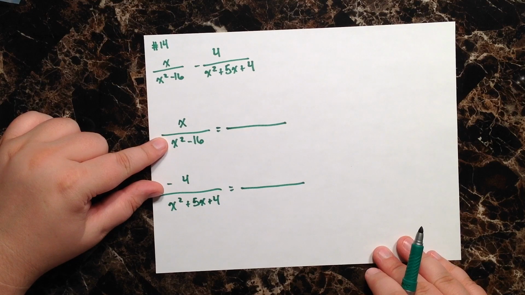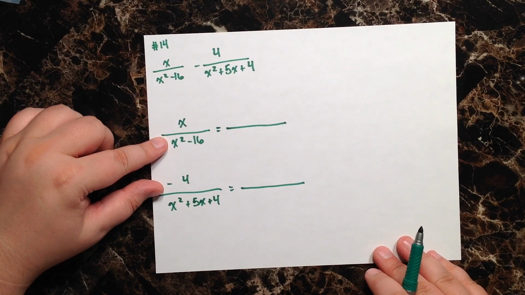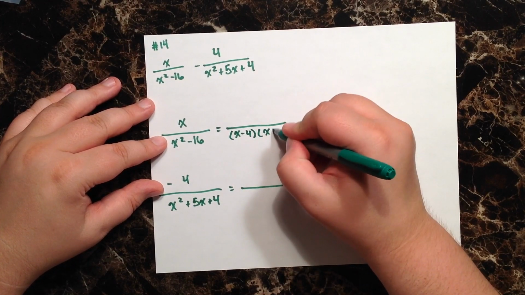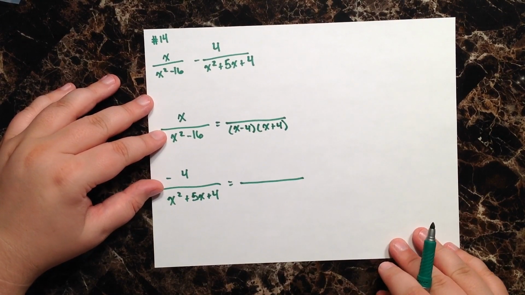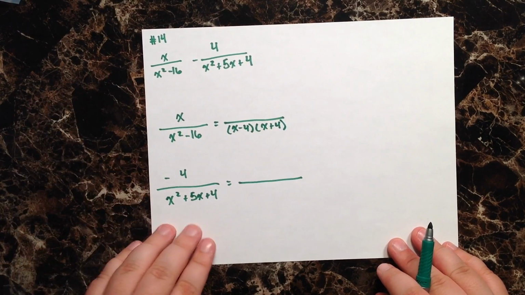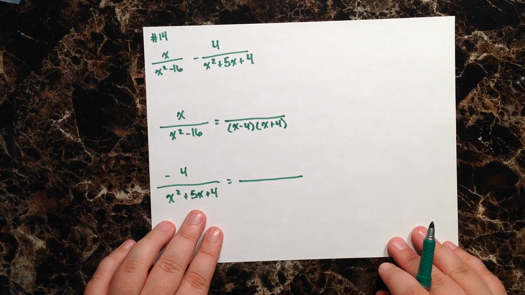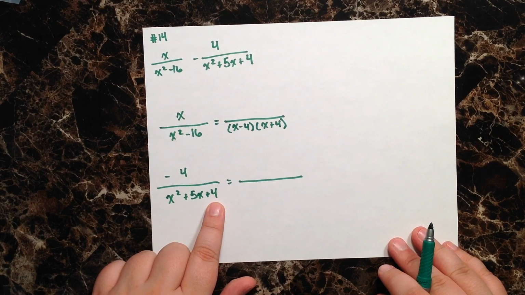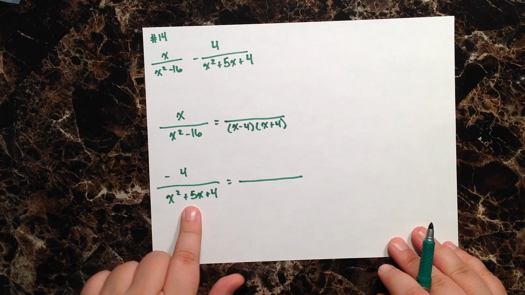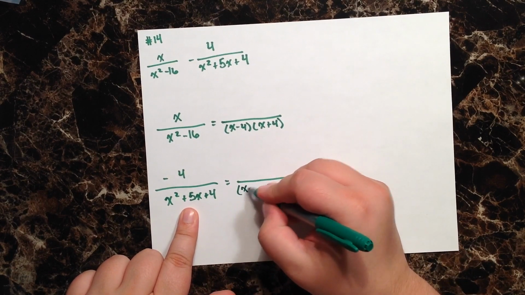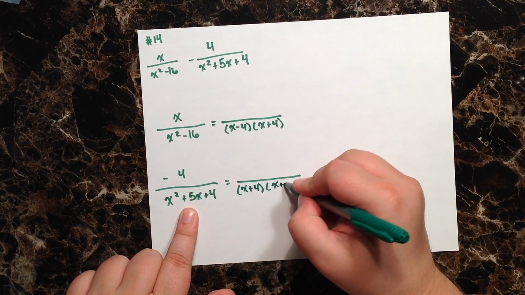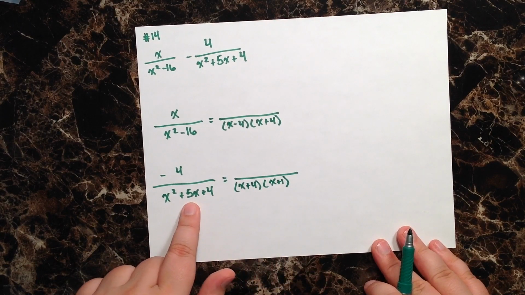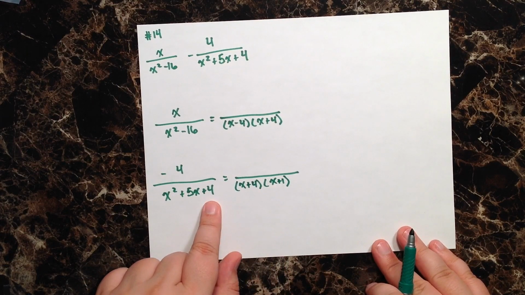In our first fraction, we have x squared minus 16, which is the difference of perfect squares. That factors into x minus 4, x plus 4. The denominator for my second fraction is a trinomial, so we're looking for factors of 4 that add to give me a positive 5. That's going to be x plus 4, x plus 1, because 4 plus 1 gives me 5 and 4 times 1 gives me 4.